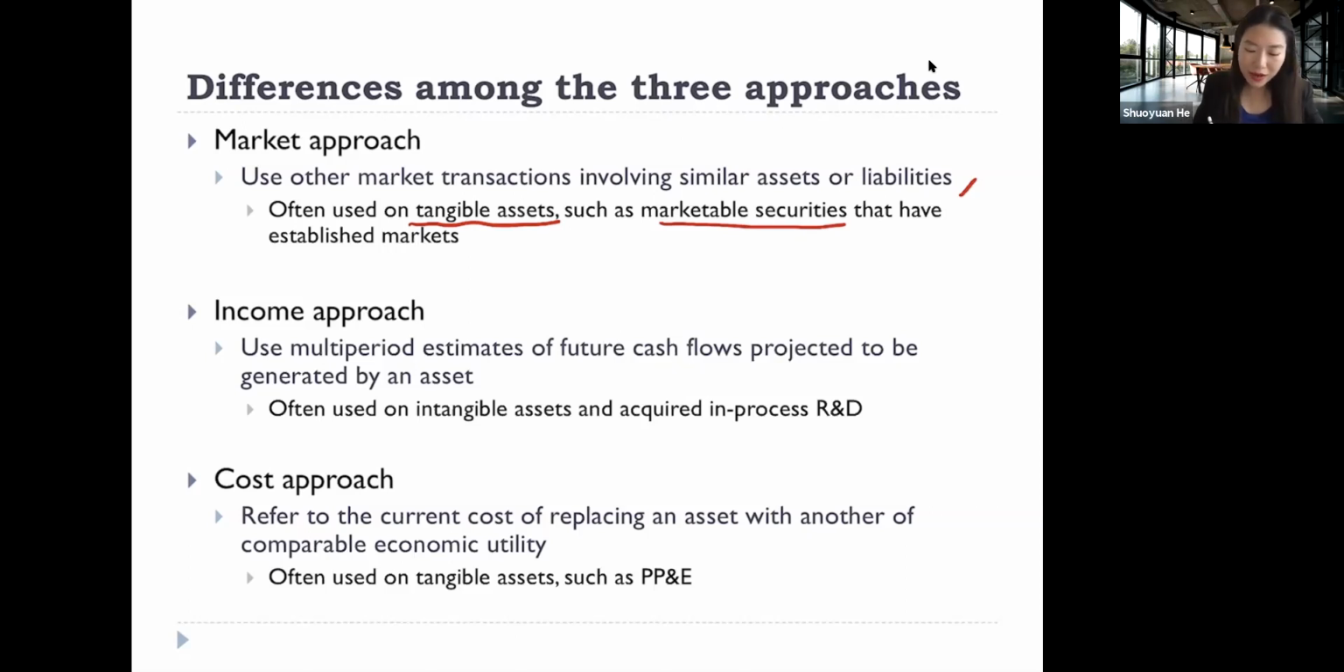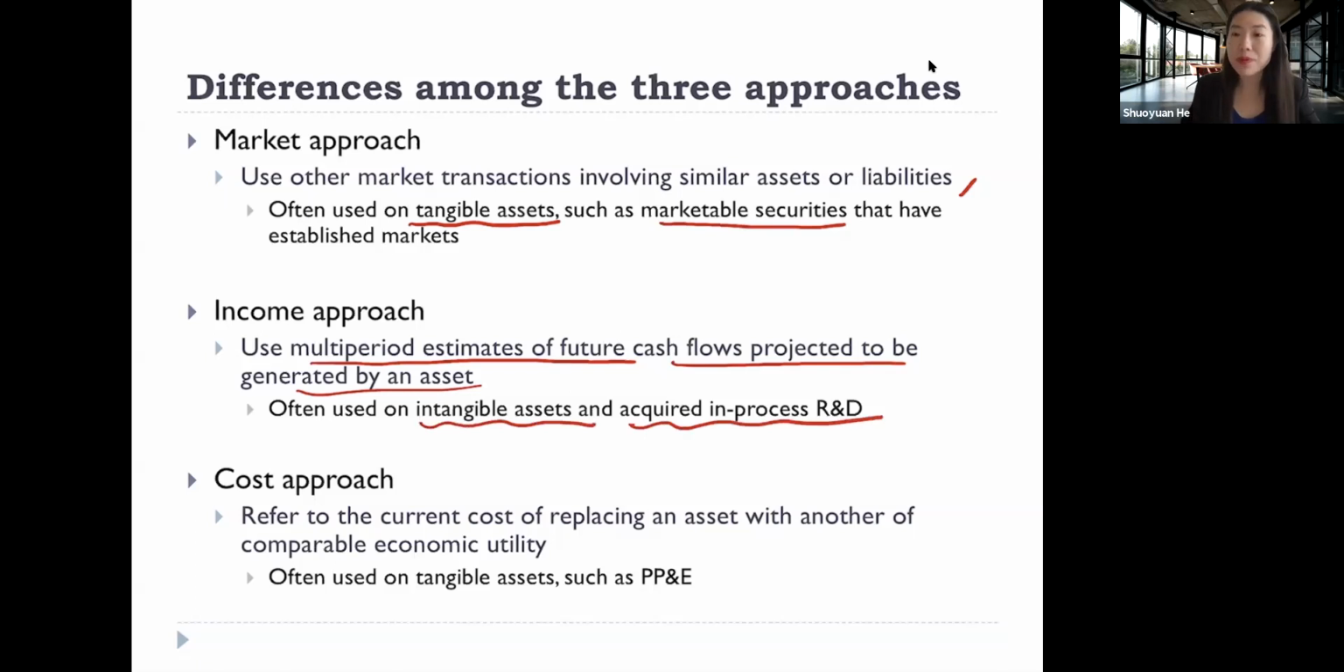The second one, income approach, we use multi-period estimate of future cash flow. So this is basically DCF, discounted future cash flow. We project the future cash flow from the asset and discount it to the present. And usually we use it on intangible assets and acquired in-process R&D, which we don't have a readily established market for. But we can still project the possible future cash flow coming from those assets.